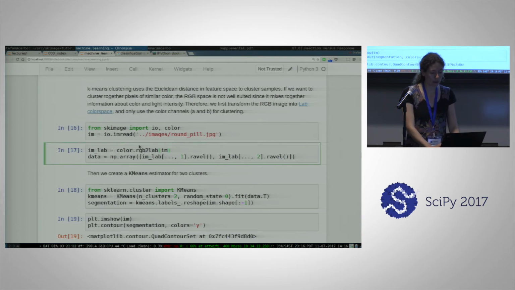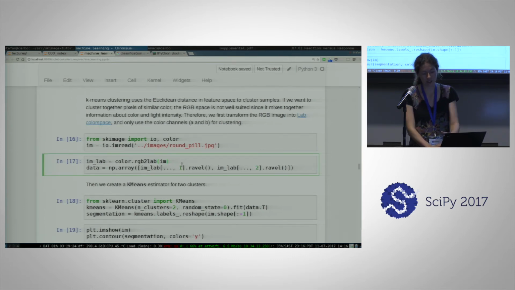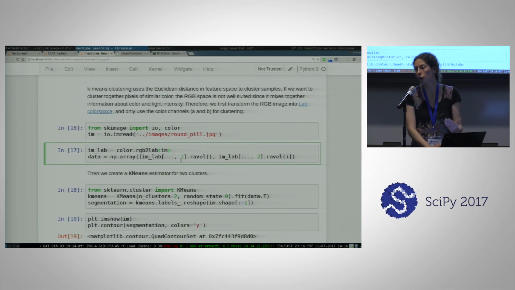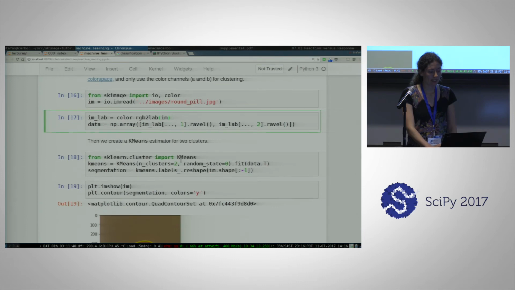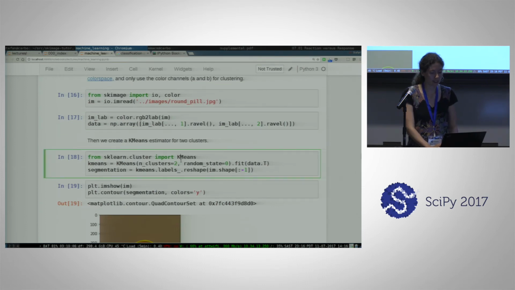And then I transform my image into the LAB color space. And I will use only the color channels. That is, I don't use the first channel, 0, which would be for the lightness. And then I create a k-means estimator, as we did for the iris dataset, but for 2 clusters. And I fit it with my data.